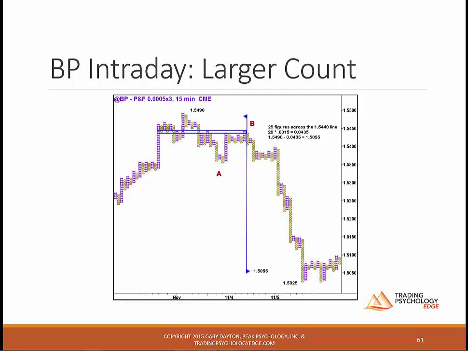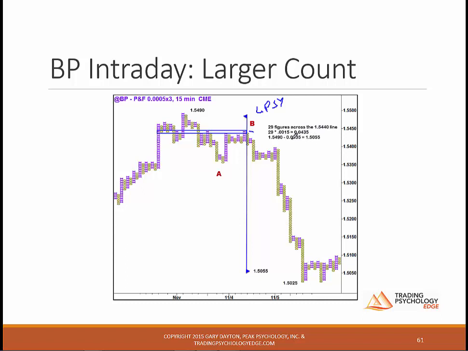So we can do the same thing here. We've got the up thrust, we've got a sign of weakness. Now we've got a last point of supply here, right? And we can take the count across here, and I've done this out for you. So there's 29 figures along the 5440 line. So 29, now each one is worth 15 rather than 5. So 29 times 0.0015 equals 0.0435, a 435 pip type move is what it's projecting.